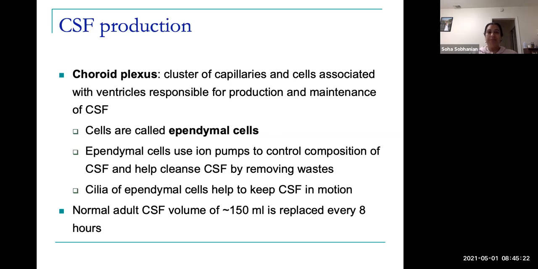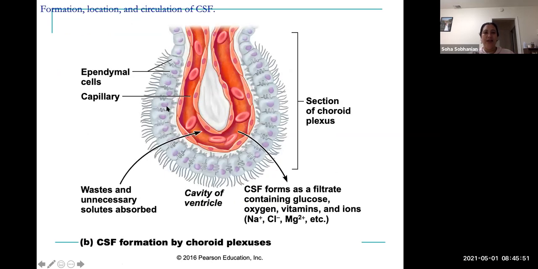cerebrospinal fluid. Now we mentioned the choroid plexus is made up of cells and capillaries. So what are these cells called? This is something I mentioned to you guys last class meeting when we were talking about supporting cells of the central nervous system. The cells I mentioned for production of CSF are called ependymal cells. So ependymal cells are these cells you see in the grayish color. Here are my capillaries, that is my blood vessels. Here are the ependymal cells. And this thing as a whole is referred to as the choroid plexus.